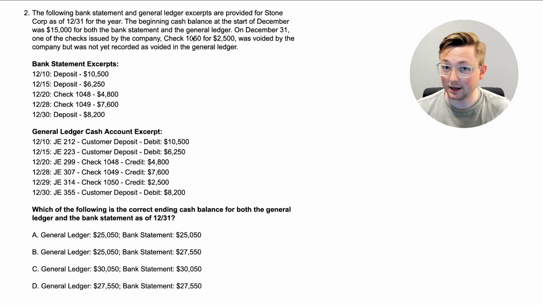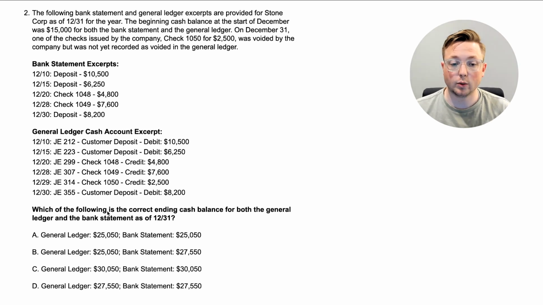So what does that mean? We probably are going to have to learn that in the answer, but this is the check that was voided, and this is also not showing up in the bank statement. So there's probably a reason for that. And then there was a deposit on the 30th that matches up between the two. So it looks like everything matches between the two other than this check 1050.